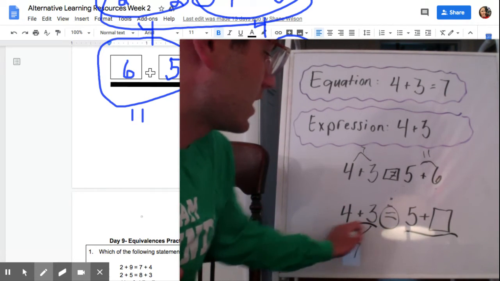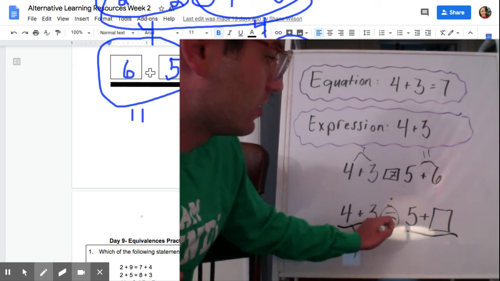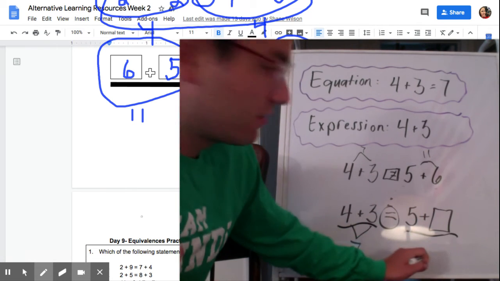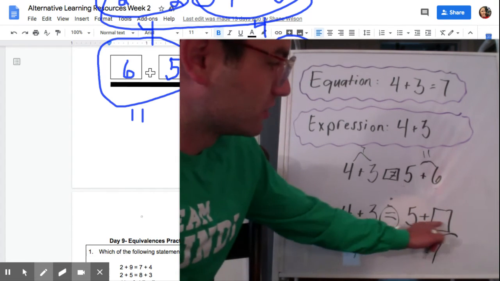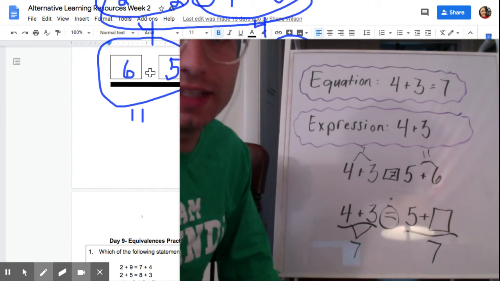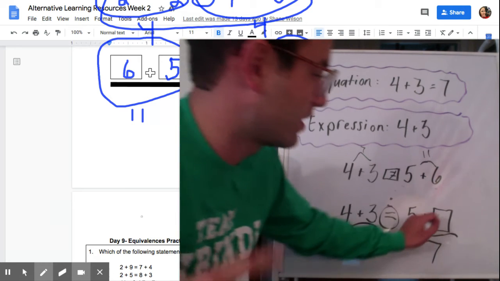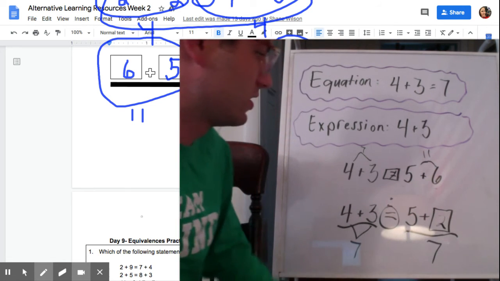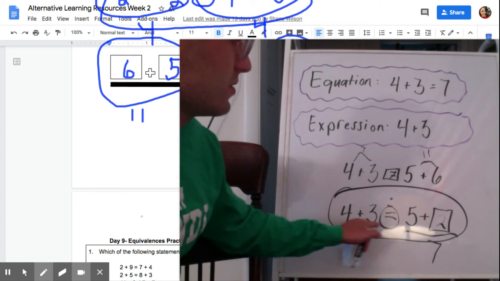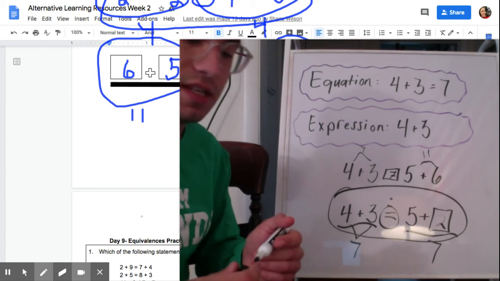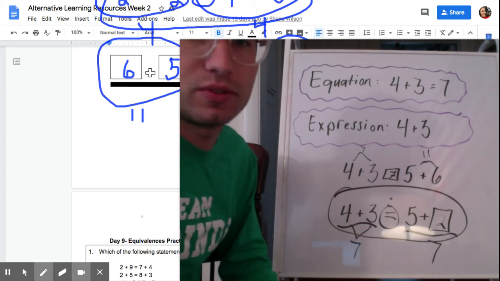We know this side is 7, and we know 7 is always equal to 7. So this side must equal 7, but how do we get there? 5 plus what? Well, we know that is 2. 5 plus 2 is 7. So we have this equation right here. 4 plus 3 equals 5 plus 2. That's how we would read it, and that's how we would solve it.